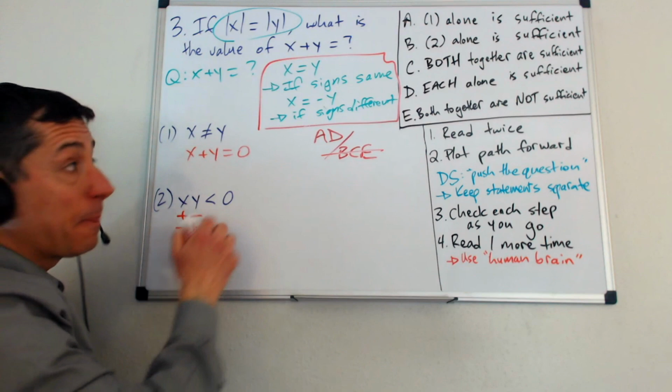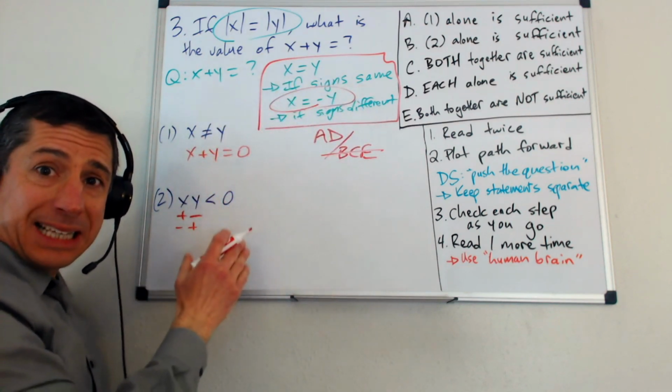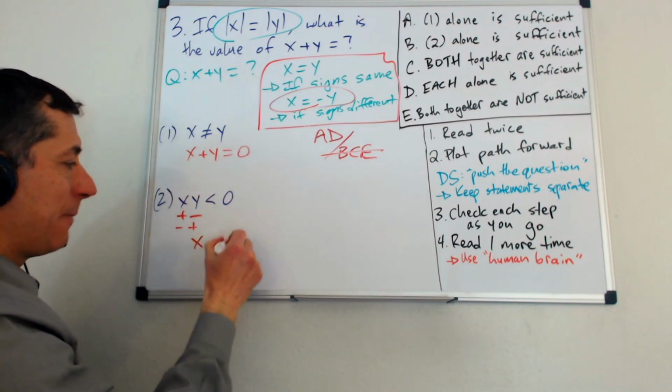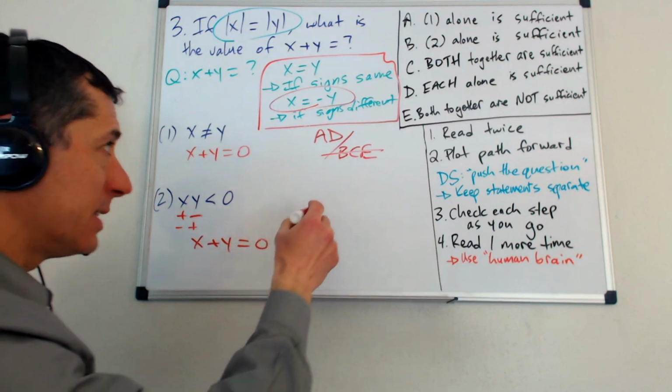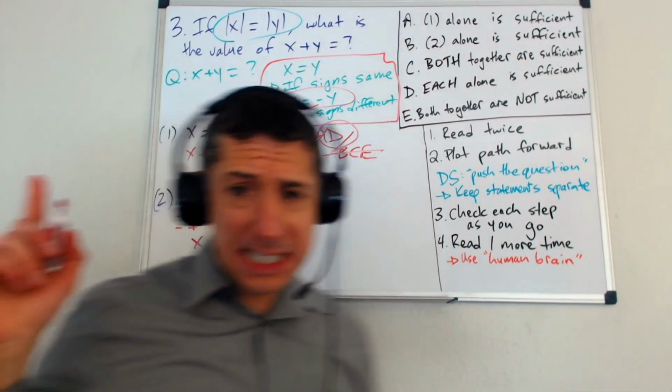Doesn't matter. In either case, we're back to this reality that x is equal to the negation of y. You add those two together once again, x plus y has to be equal to 0. So our answer here, once again, is D.